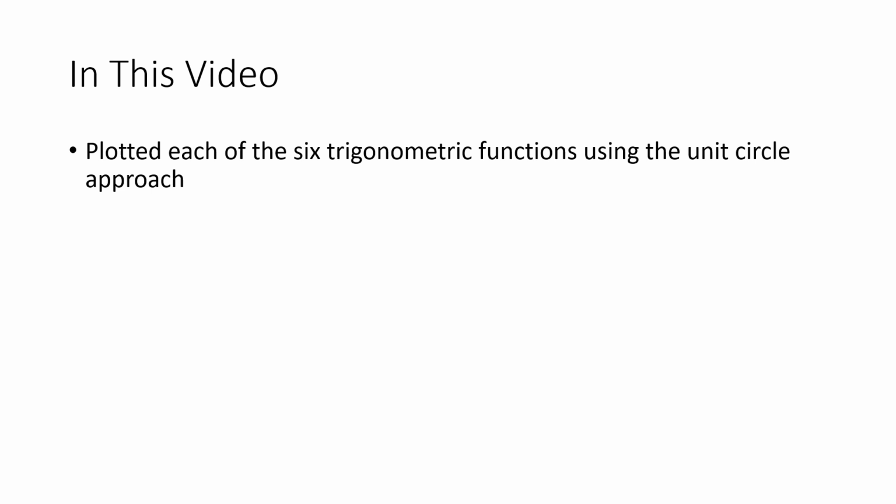So we've talked about the 6 trigonometric functions. We focused really on sine and tangent. Cosine is very similar to sine, and then cotangent, secant, and cosecant are very similar to tangent in that we get those asymptotes.